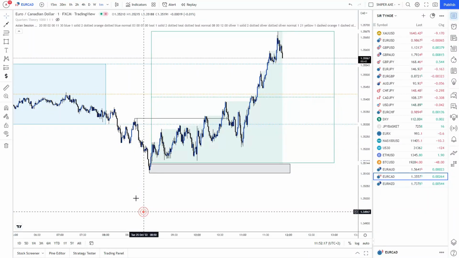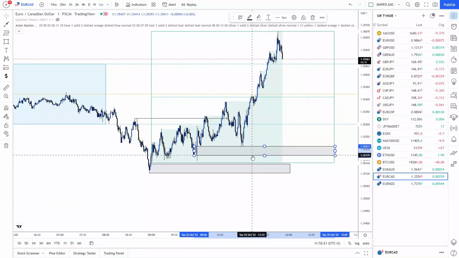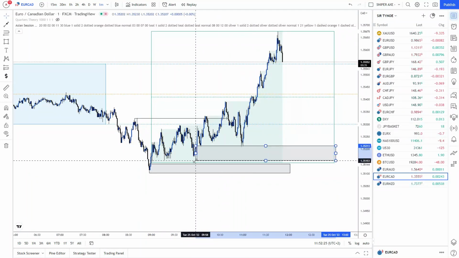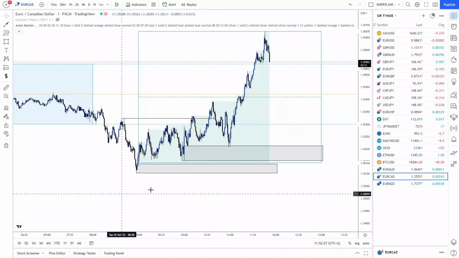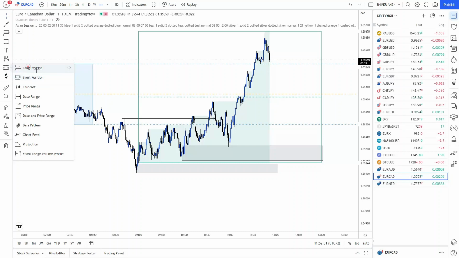Let me remove this one for now. There's a possibility of price coming to that zone, or coming to this order block that is right there. So you'd mark that order block like that. So you risk either in that zone or in that zone. So let's put a target for this one. Long.